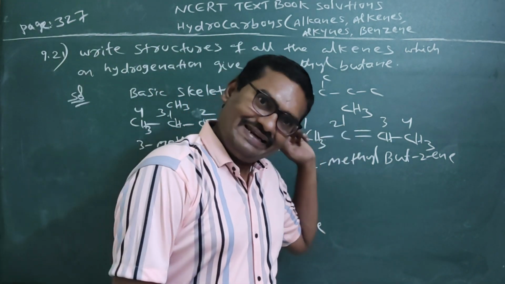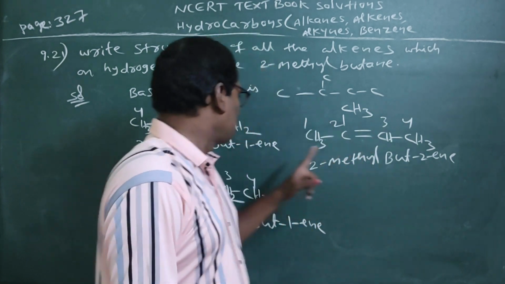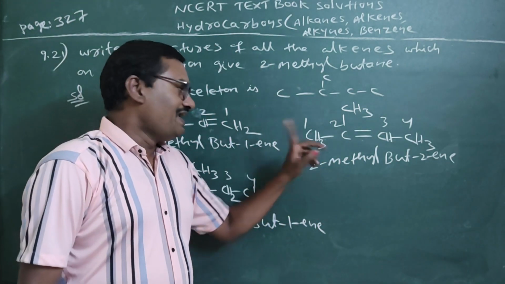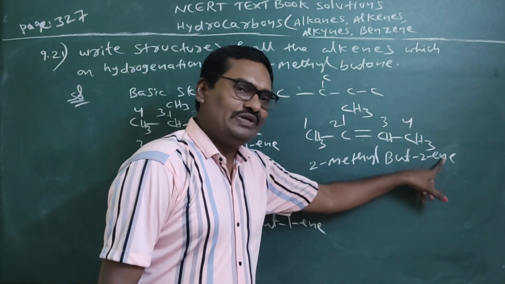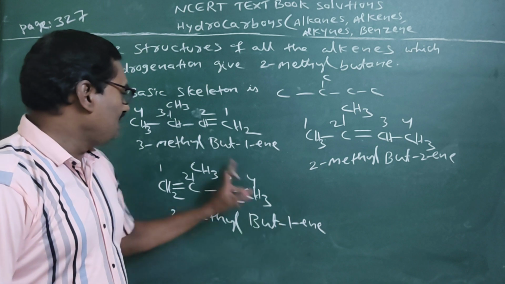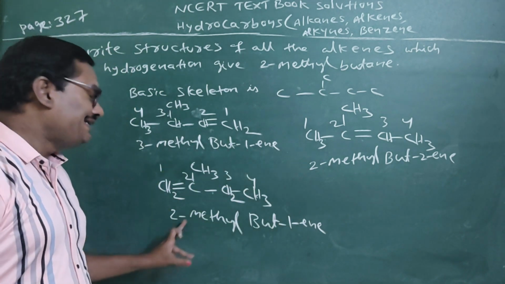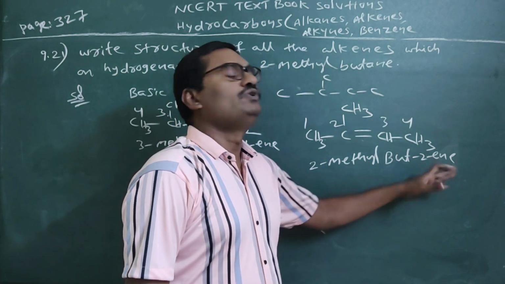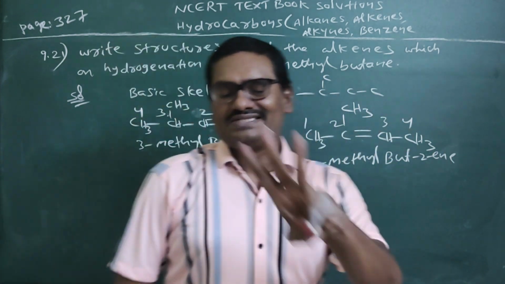So it is given in NEET and JEE Mains also. The first compound is 3-methylbut-1-ene. Another is 2-methylbut-2-ene. Third one is 2-methylbut-1-ene. It is but-1-ene, but it is 3-methyl, it is 2-methyl. It is the difference. And the second one is 2-methylbut-2-ene. So totally 3 structures are formed.